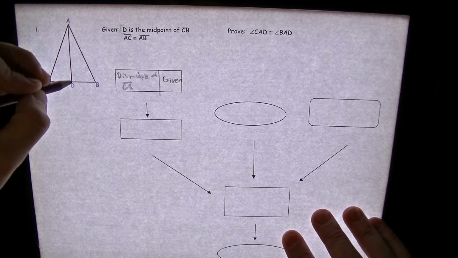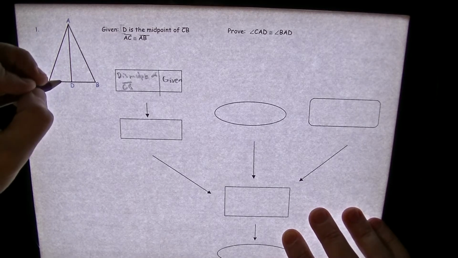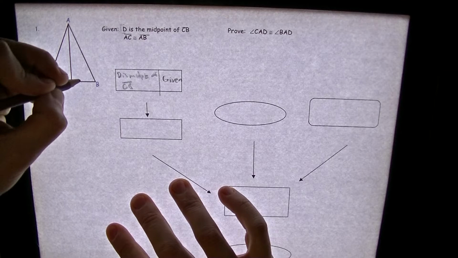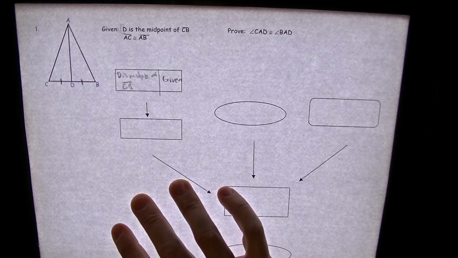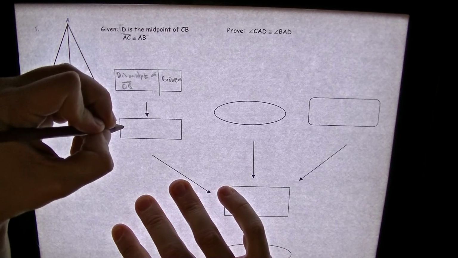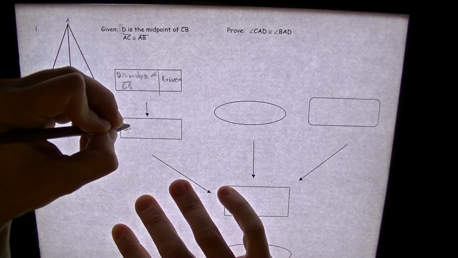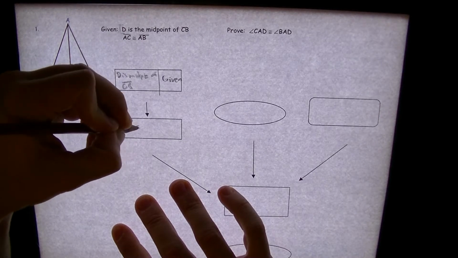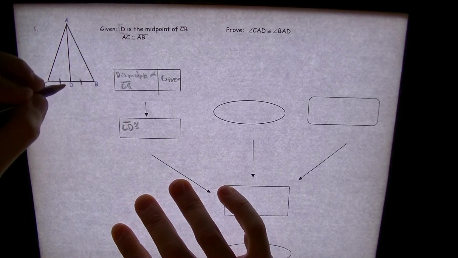If D is the midpoint of CB, I can then say, oh, well, CD and DB are equal to each other, and I'll draw that into my diagram. So I can just say that as my next piece of information. I can say that CD is congruent to DB.